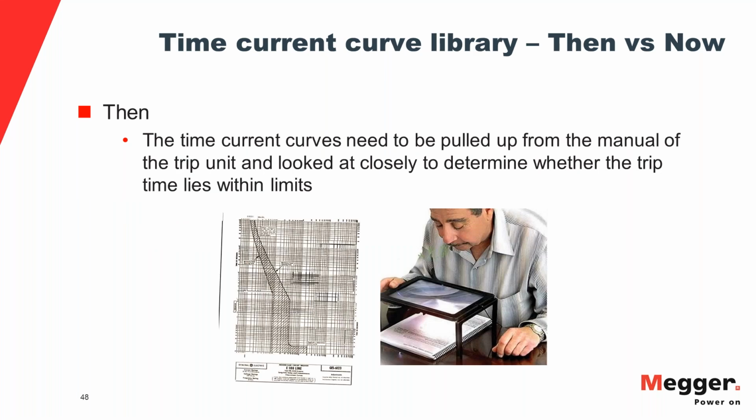Time current curves form an important part of the test. So to validate the results that you get, you need to look at the time current curves from the trip unit manual. If you're using a test set with traditional technology, there is no software. So you obviously need to pull up the time current curves and you need to plot the test points on the time current curves, see if they fall within the tolerance limits to make sure that it's a pass.